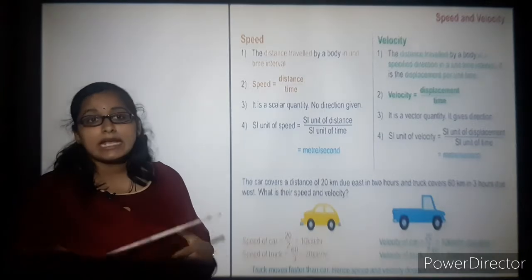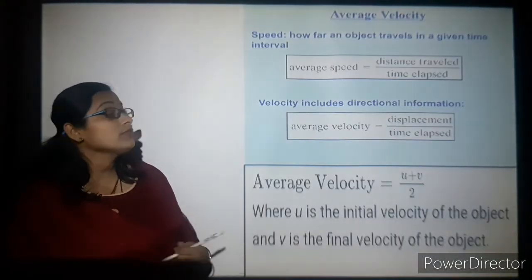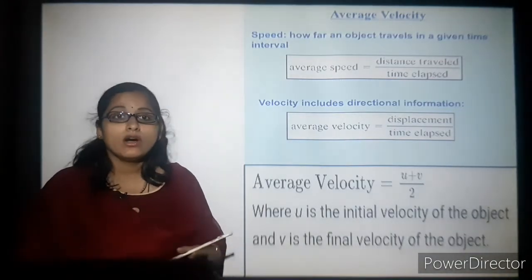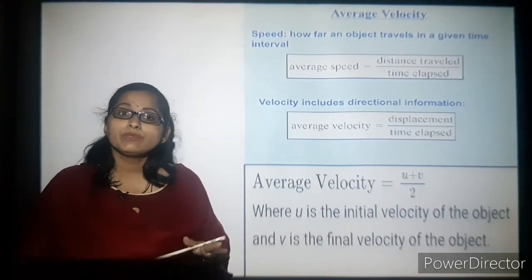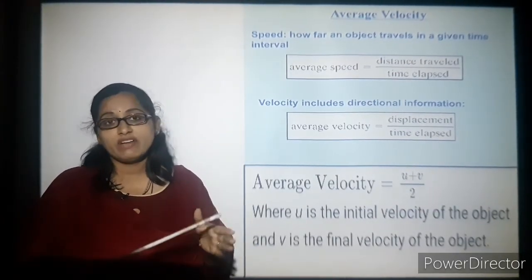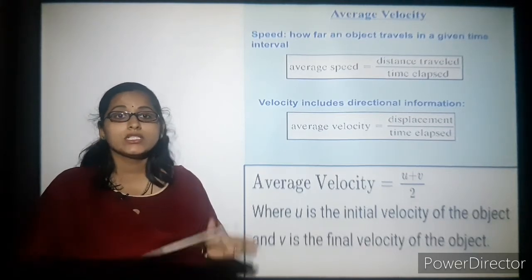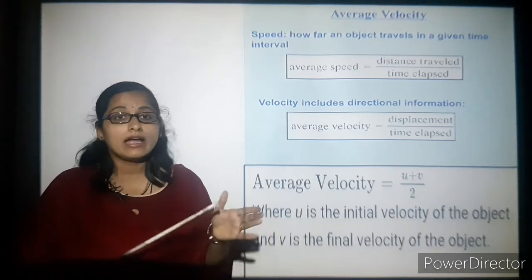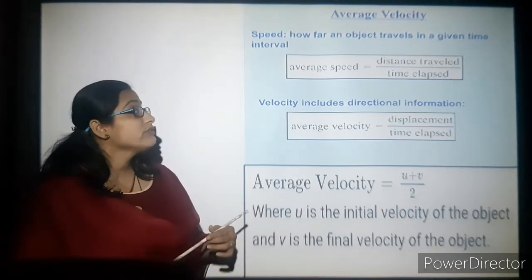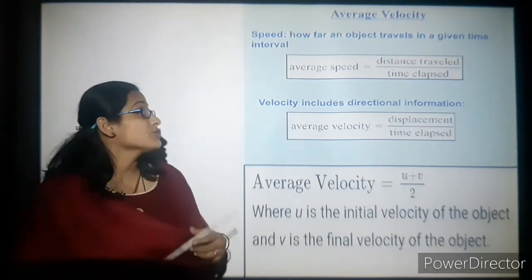So coming to the next slide. We have now known what is speed and what is velocity. Speed is the distance travelled by time taken. Velocity is distance travelled with respect to the direction and its time. Now we will see what is average velocity.